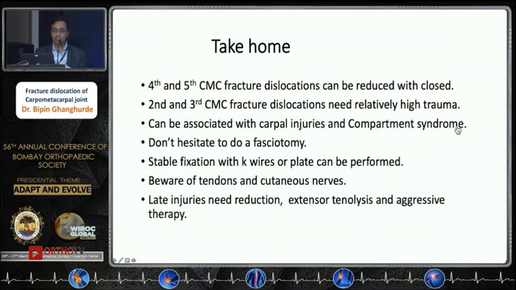So what is the take-home message? Fourth and fifth CMC fracture dislocations can be reduced by closed technique. Second and third CMC fracture dislocations are due to relatively high trauma. They can be associated with carpal injuries and compartment syndrome. Do not hesitate to do a fasciotomy. Stable fixation with K-wire or plate can be performed. Beware of tendons and cutaneous nerves during the exploration. Late injuries need reduction, extensor tenolysis, and aggressive therapy.